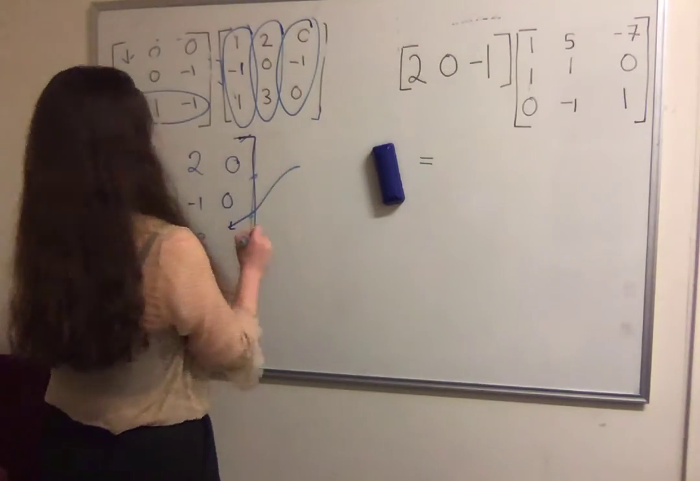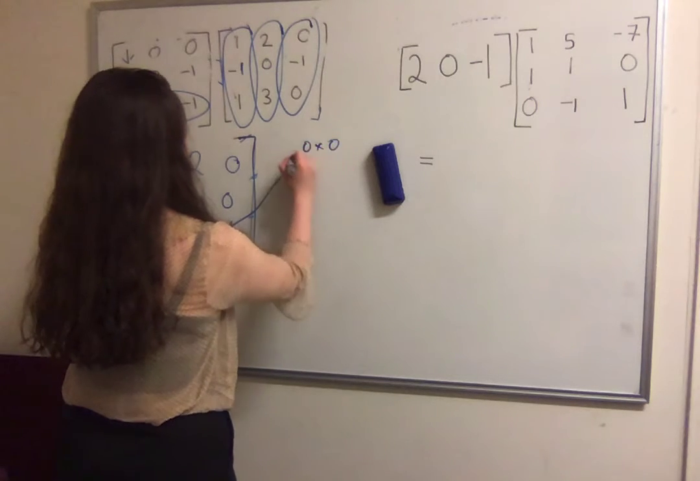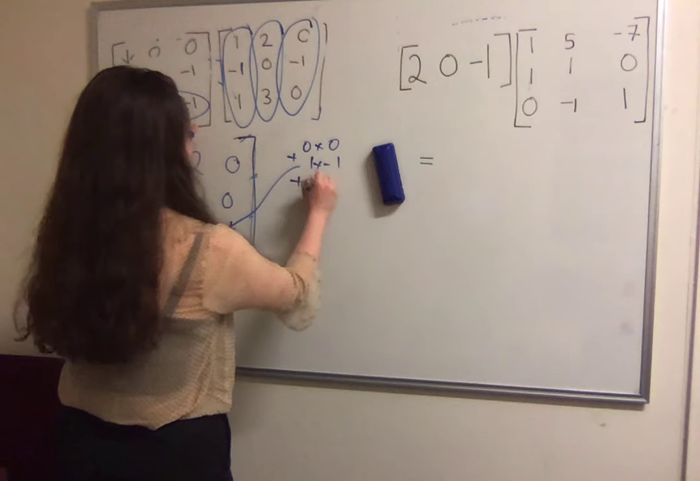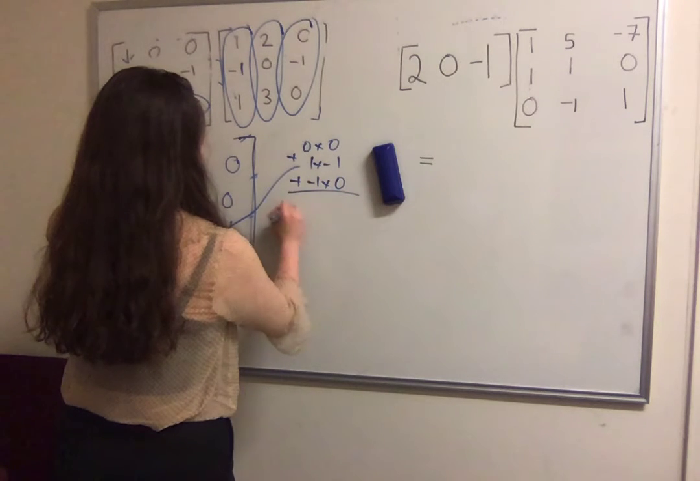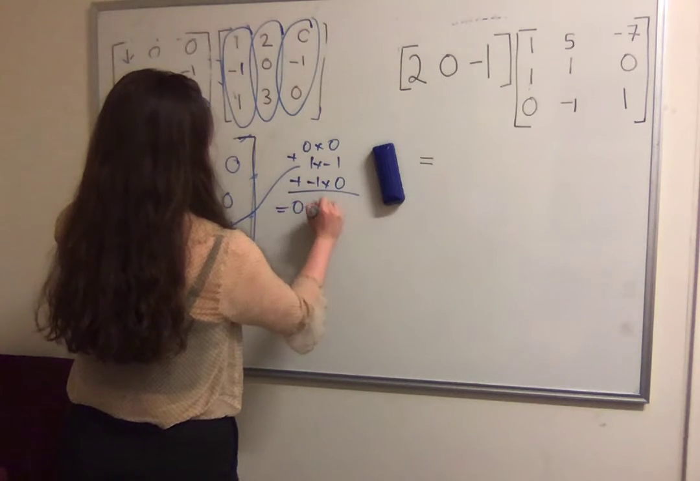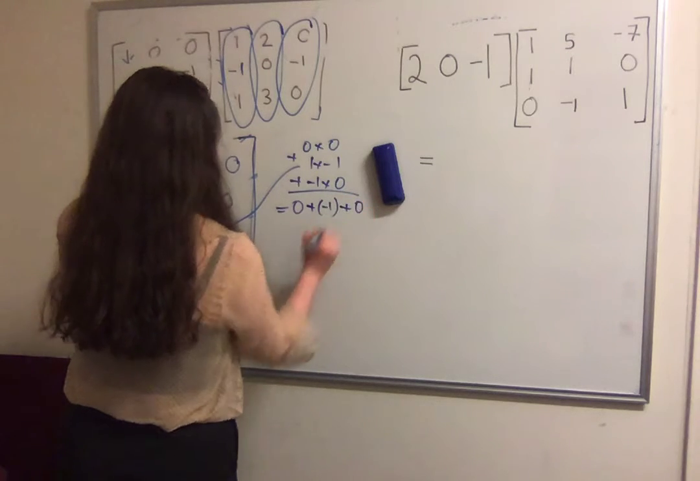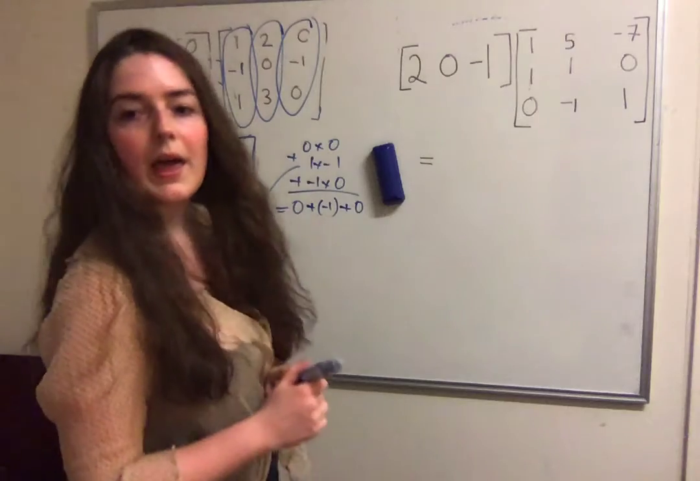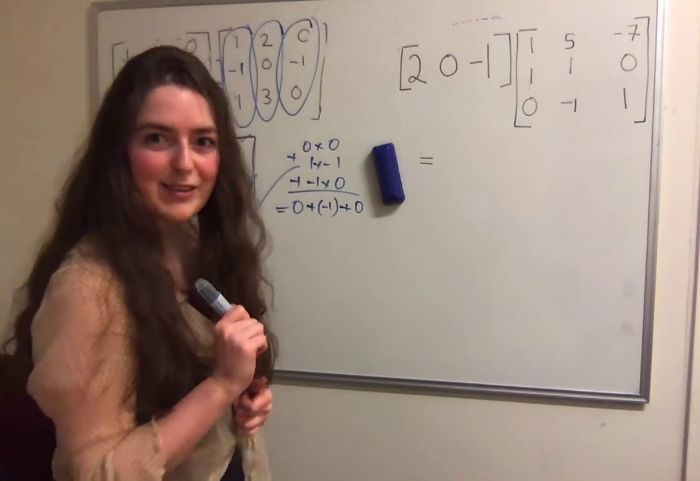So that position is going to be 0 times 0 plus 1 times -1 plus -1 times 0, which is equal to 0 plus -1 plus 0, which is -1. And I've got that correct. I nicked this example from the internet.